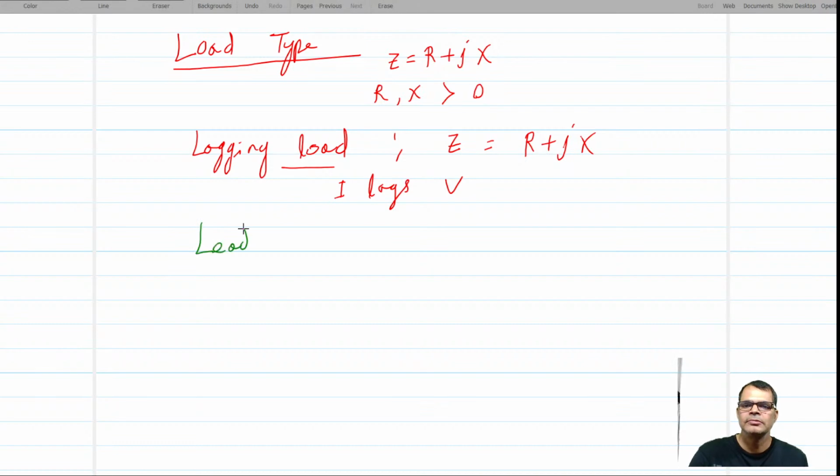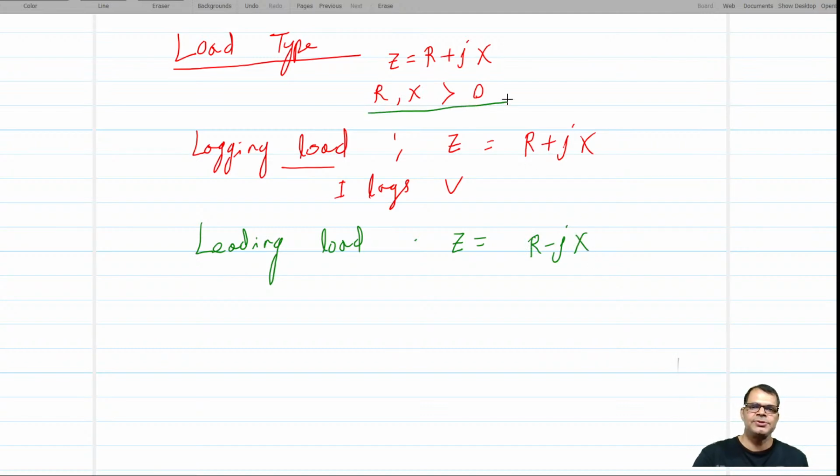Leading load: in what case do we say that a load is leading? Then Z will be R minus jX. First see the condition I have specified: I am assuming that R and X are both positive. Then in this case R minus jX is the leading load, that is, I leads. When the current leads, it is called the leading load. When the current lags, it is called the lagging load.